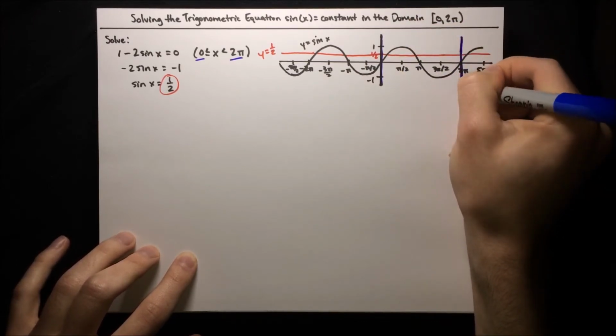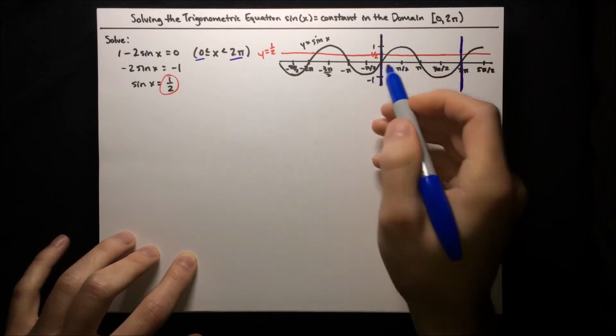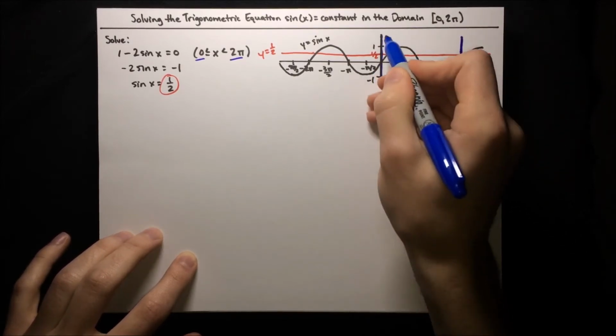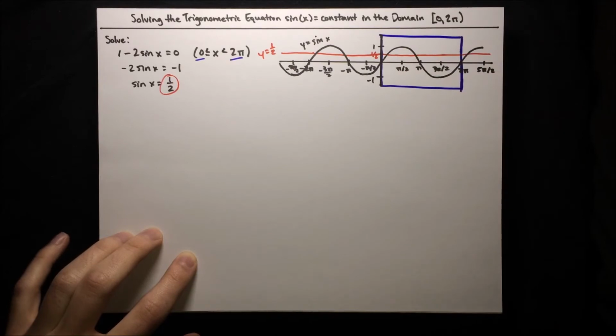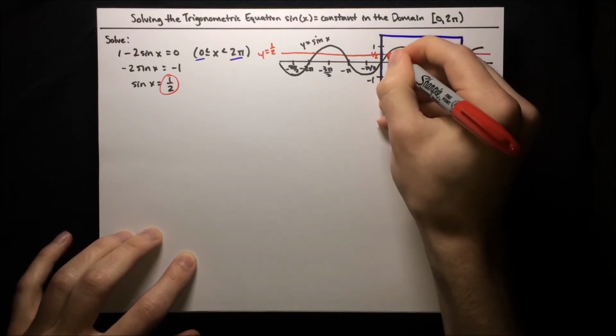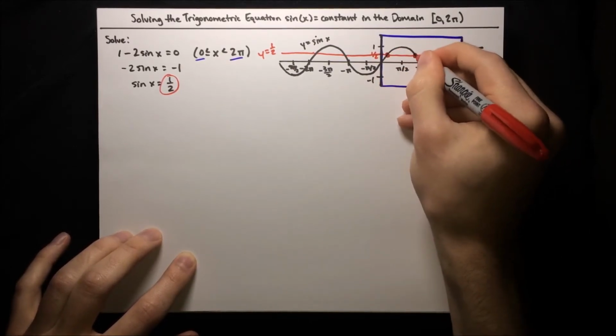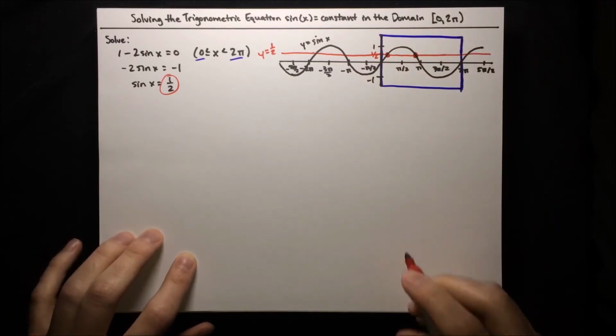That's just a single period of sine. So we're interested in the solutions within that box there. And so again, we've just got two solutions here. This one and this one, 2 points of intersection.